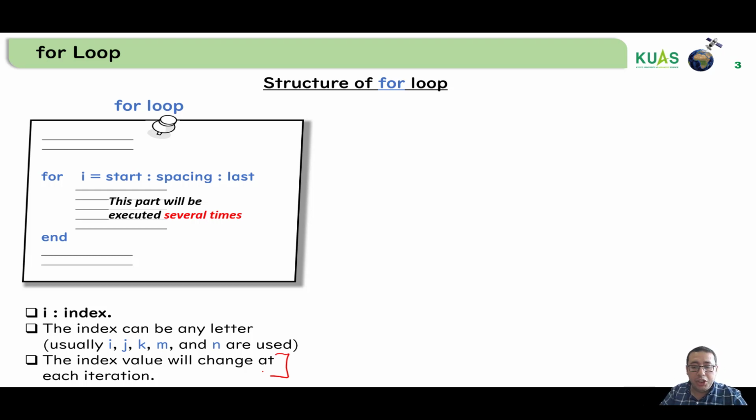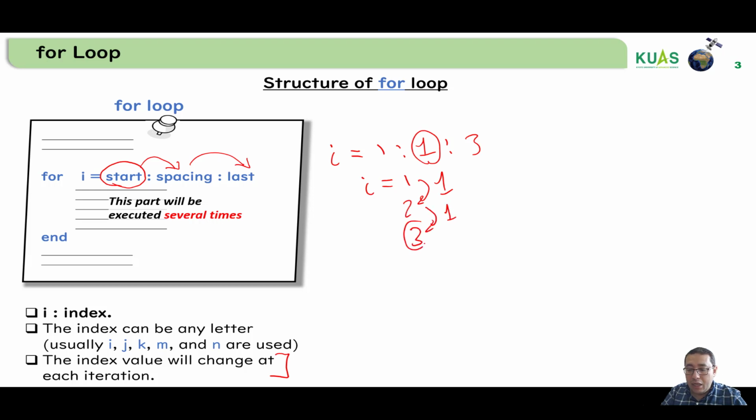So how will this value change? The first value for i will be the start. And every time, i will increase by the spacing till it reaches the last value. For example, if we write i equals 1 colon 1 colon 3, then i in the first iteration will be 1. Then it will increase every time by the spacing, which is 1, so it will be 2, and then increasing by the spacing, it will be 3. The last value will be this last value. Once i reaches the last value, the iteration will stop.